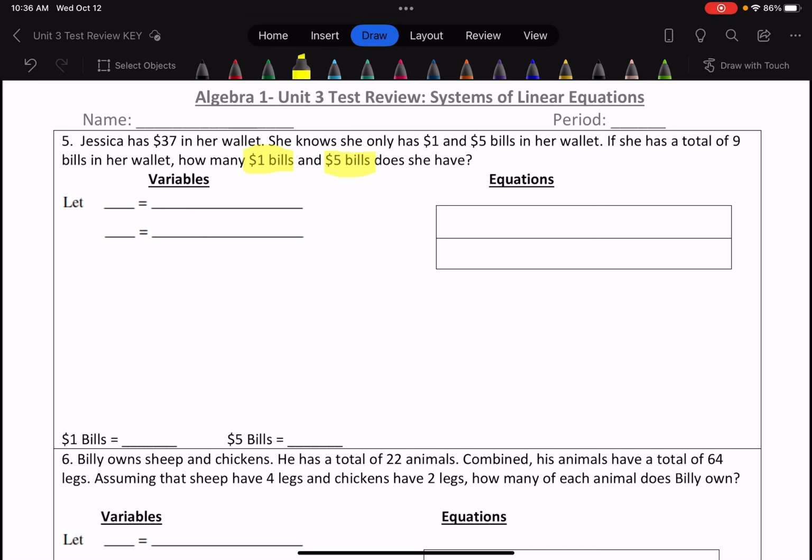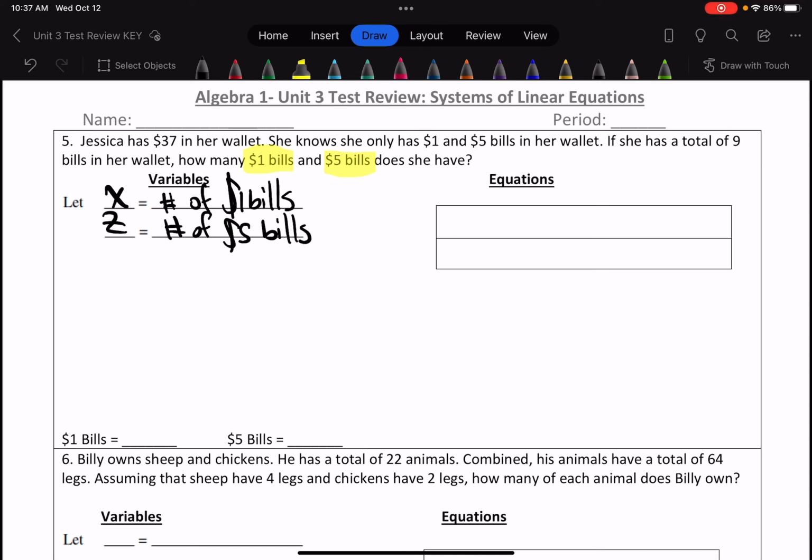Now, you can choose whatever letters you'd like for your variables. I'm going to be honest, I'm not going to use a O for 1 just because that does look so similar to a 0 in math. So I'm going to keep it pretty basic, and I'm going to say that X is equal to the number of $1 bills and I'm going to say that Z is equal to the number of $5 bills.